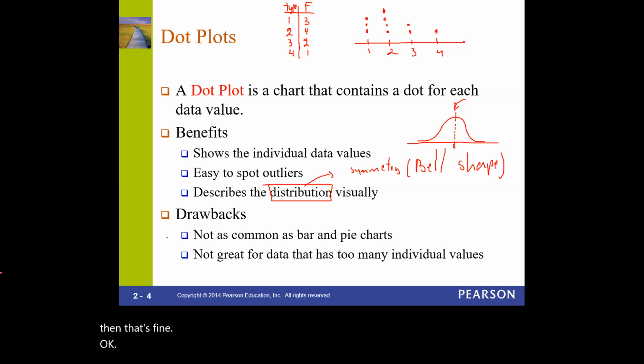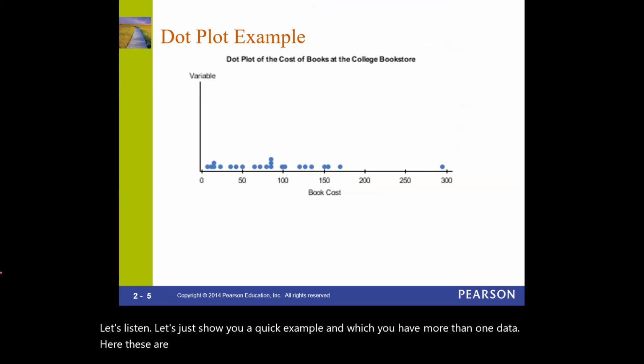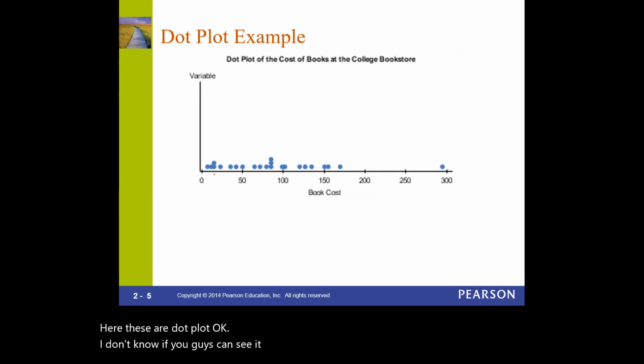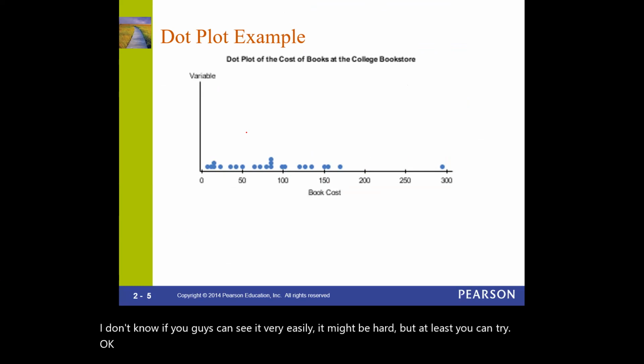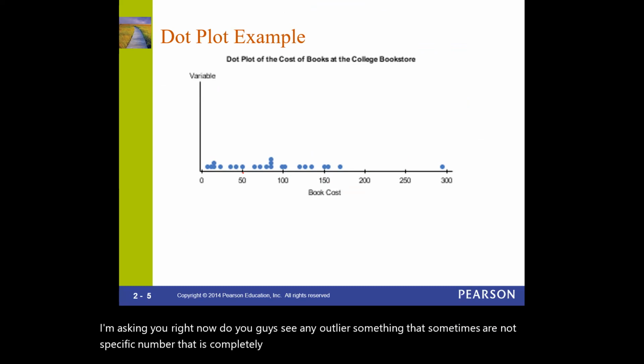Let me show you a quick example in which you have more than one data. Here, this is a dot plot. I don't know if you guys can see it very easily. It might be hard, but at least you can try. Let's ask a couple of questions about this dot plot. Do you guys see any outlier, a specific number that is completely far away from everybody?